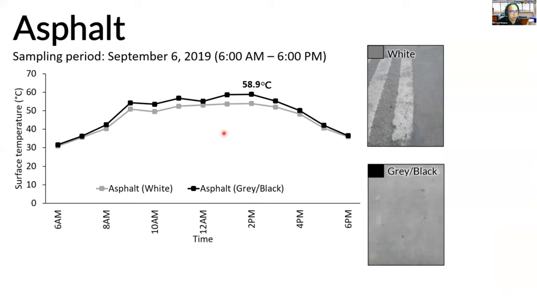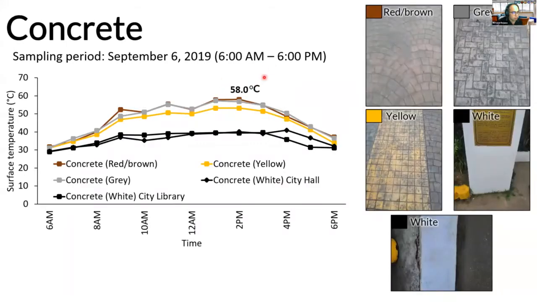For asphalt, we have gray and white. The gray colored asphalt has higher LST compared to the white colored asphalt. It can be noted that the gray colored asphalt has a higher peak LST of 58.9 degrees Celsius during 2 p.m. compared to the brown concrete.